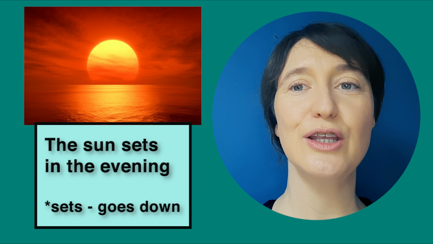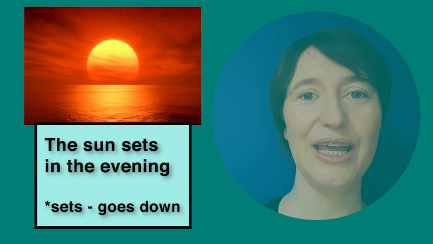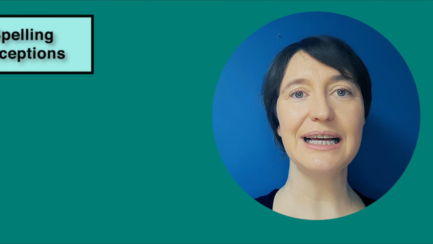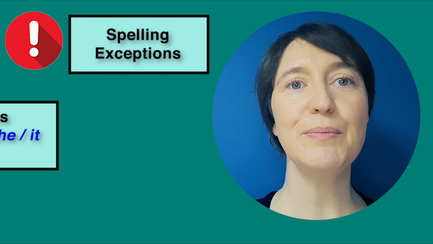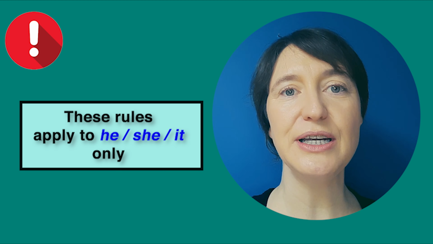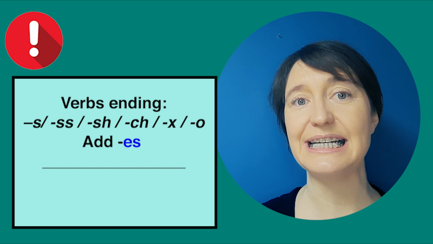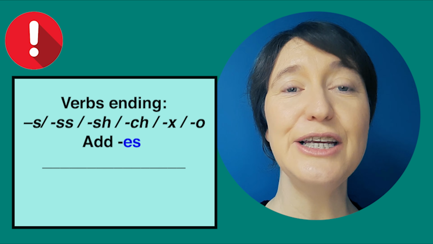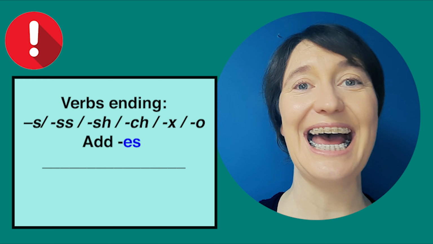Let's look at an example of something that is always true. The sun sets in the evening. There are some spelling exceptions in relation to the third person singular, he, she, and it. When the verb finishes with one of the following endings, for the third person singular, we add es.